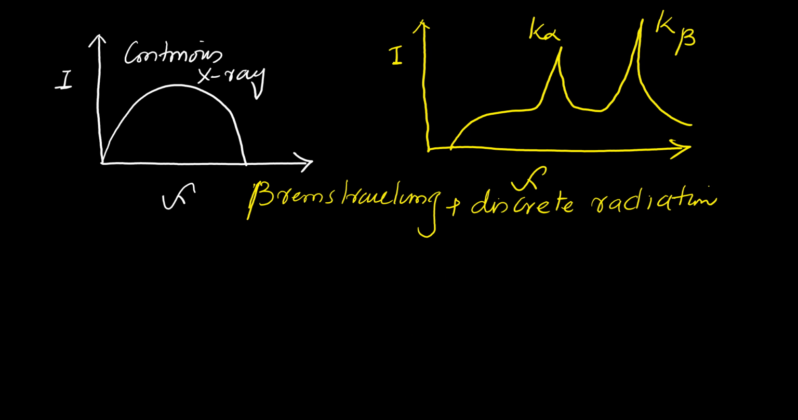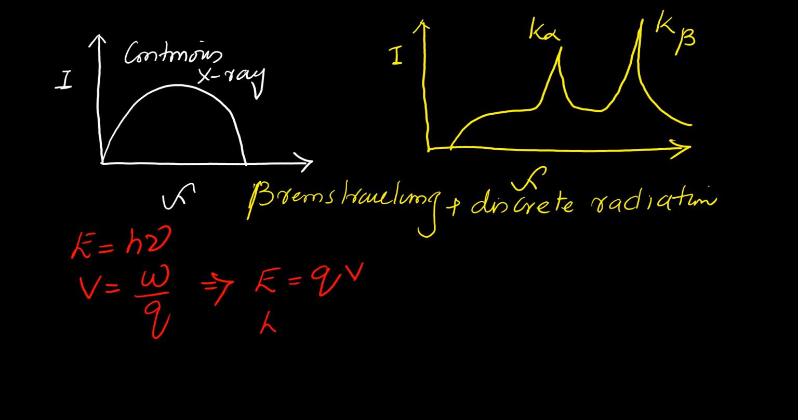Since you know that energy E is equal to h into nu, E is equal to h nu. Whereas the potential to bring a charge is equal to the work done by a unit charge. And we know that E is equal to Q into V, which means that the charge is an electron, so E is equal to eV.